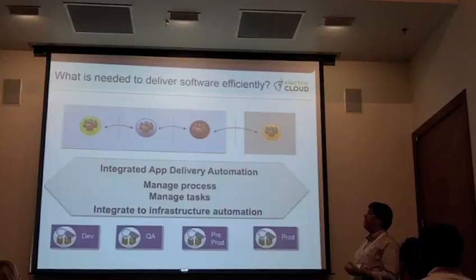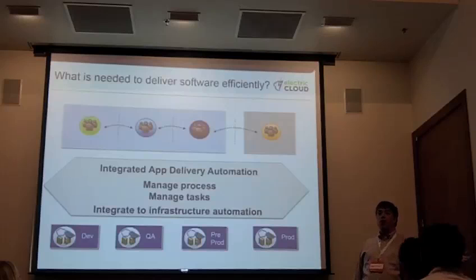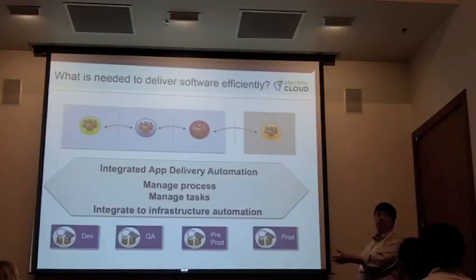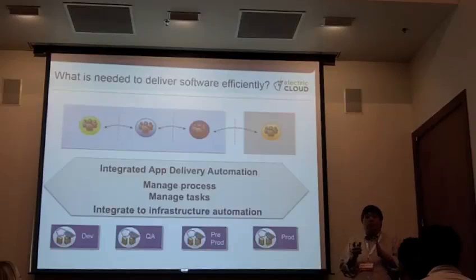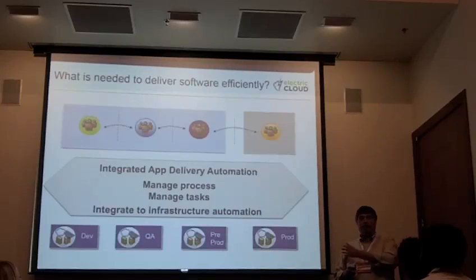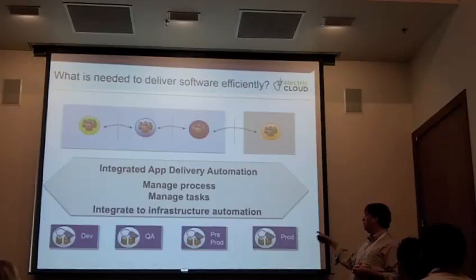But the key thing is you have to have something that's going to integrate the automation from end to end. From the time that a developer is done writing a piece of code, all the way through to when it's live in production and your customers are using it. Ideally, you want that to be as short a time as possible, and you want to manage all of the processes and tasks as you go through that whole cycle from dev, QA, pre-production to production, and integrate.